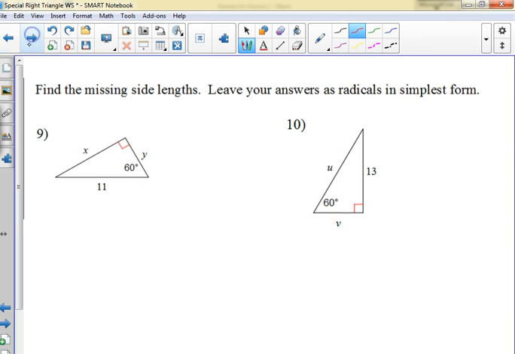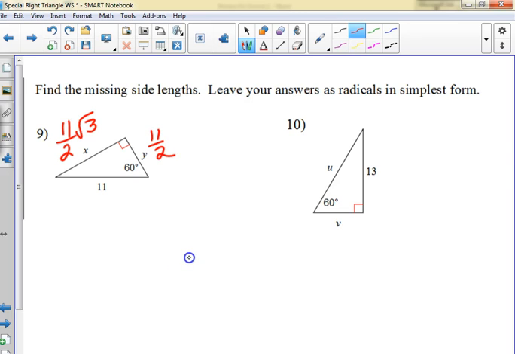Okay, then of course we get to the nasty ones. Well, this one isn't all that nasty. What do you do to the hypotenuse to get what? To get the short leg, you divide by 2. And we're going to leave these in exact answers. And then to get the long leg, you take the short leg and multiply by the square root of 3, which is disgusting, yes, but we're just going to leave it.